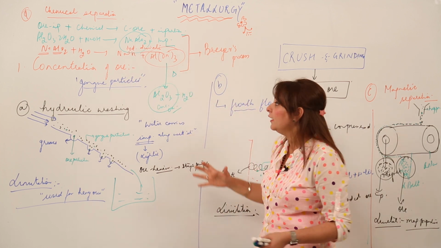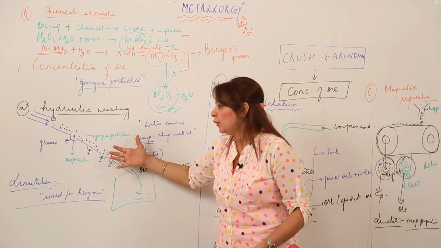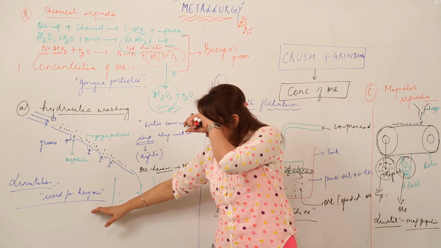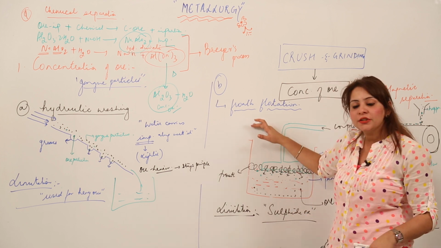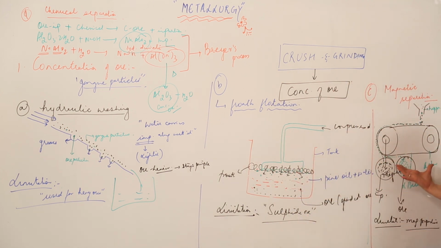So see, there are four different methods for concentration. Hydraulic washing, you know that you will be using for heavy ores. Second is froth flotation, which you will be using for sulfide ores. Third, we have magnetic separation, which we will be using for ores that show magnetic properties.